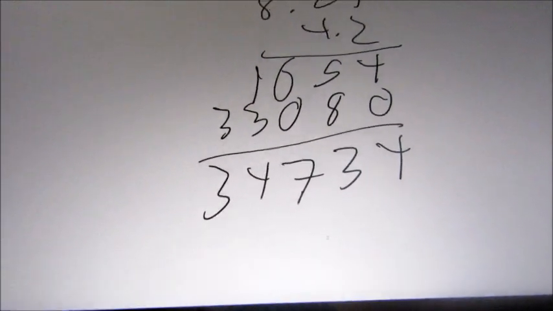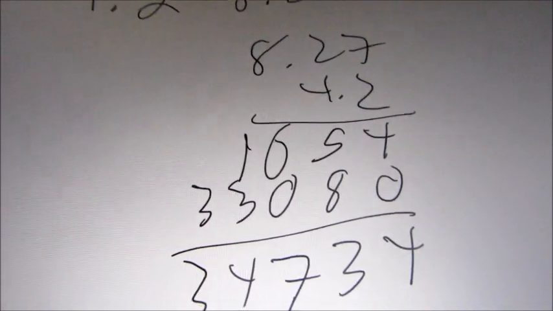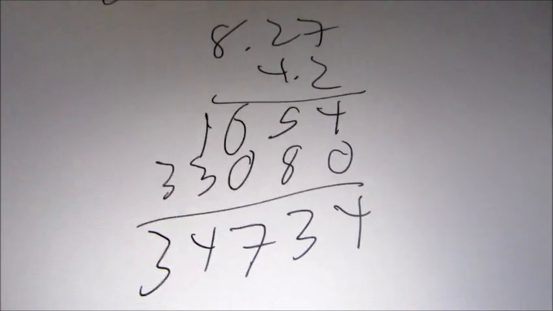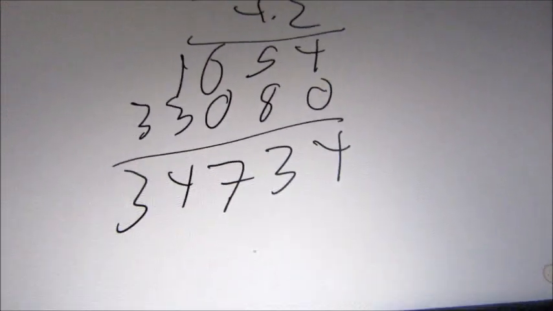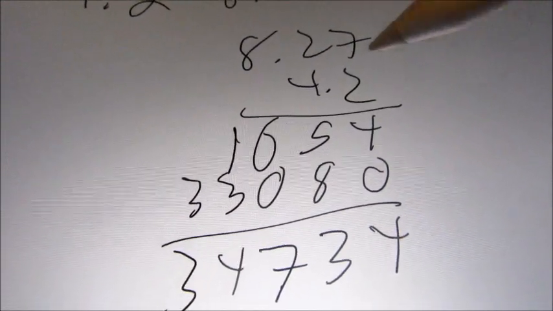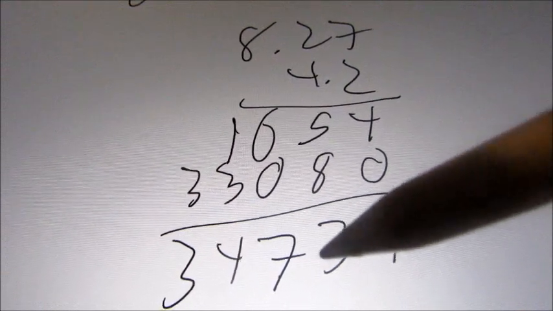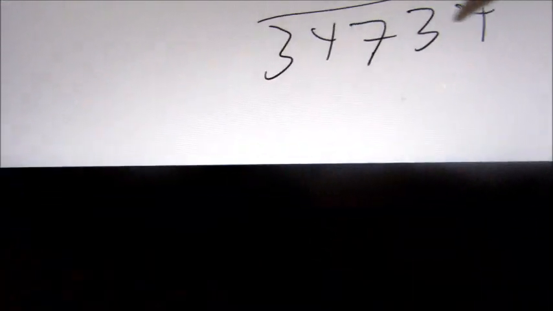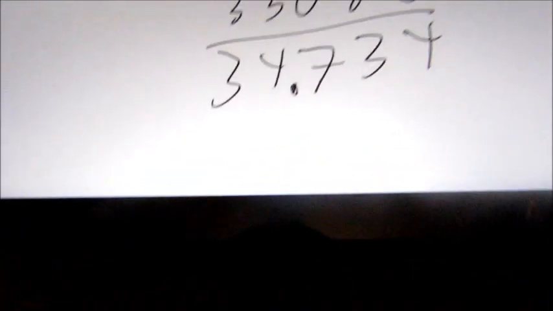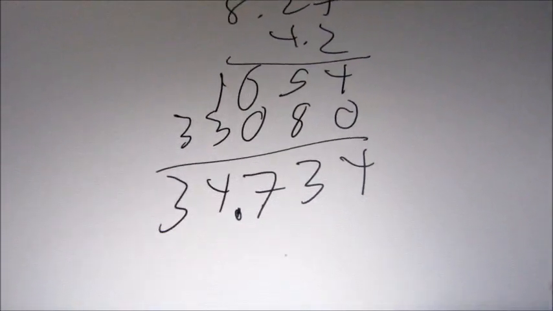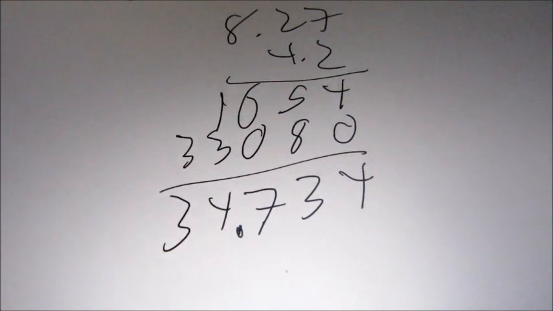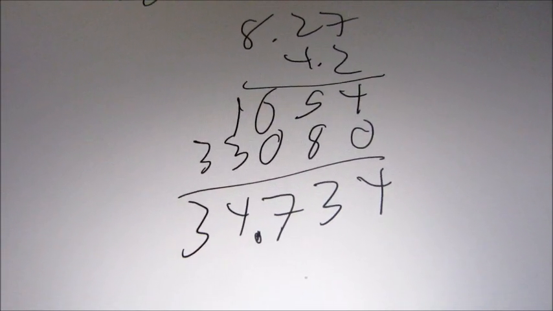Now what I do is go back to the original numbers and count all of the digits that are past the decimal. So I have 1, 2, 3 digits past the decimal. So I'm going to have 3 digits past the decimal here. So I'm going to go 1, 2, 3. And the answer here, 34.734.